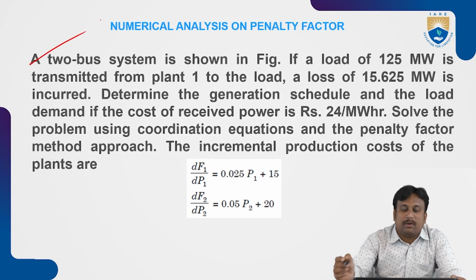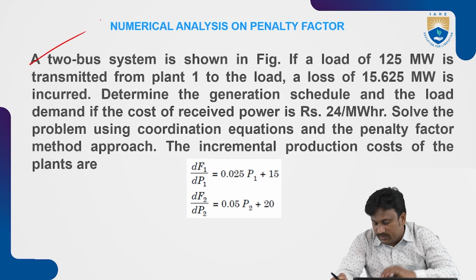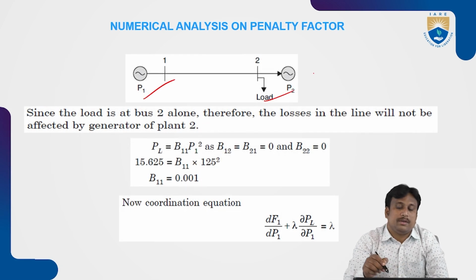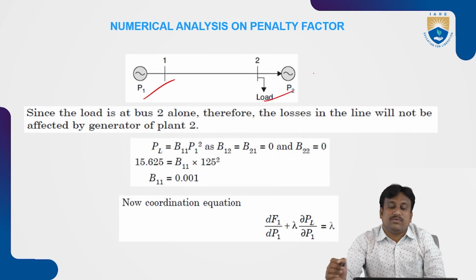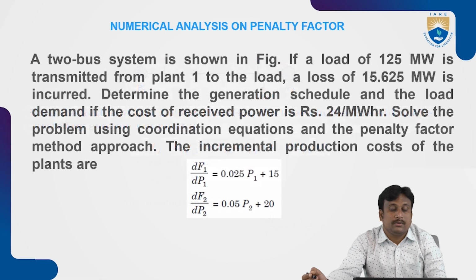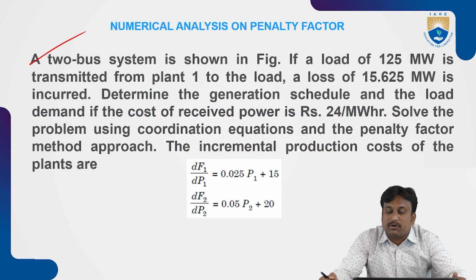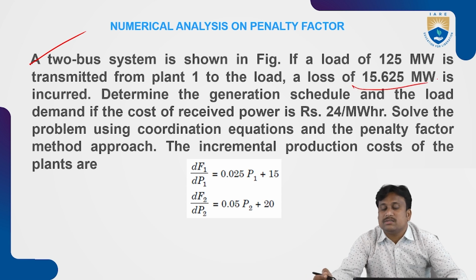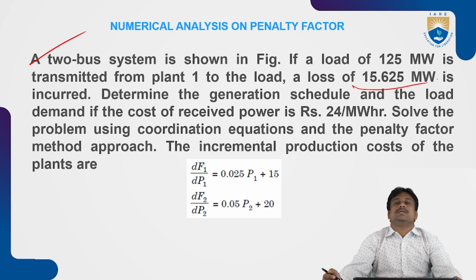Next, a 2-bus system is given here with P1 and P2. The load is situated at bus 2. If a load of 125 megawatts is transmitted from plant 1 to the load, a loss of 15.625 megawatts is incurred.